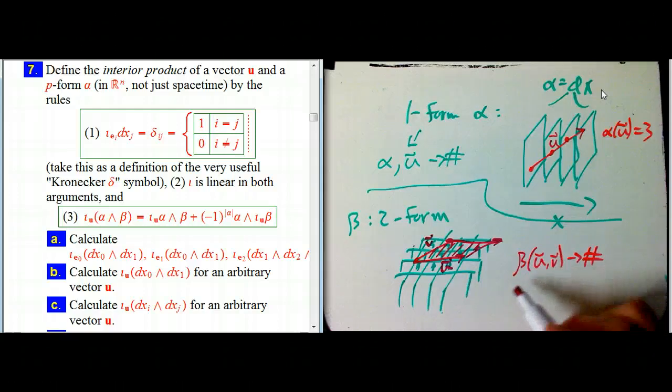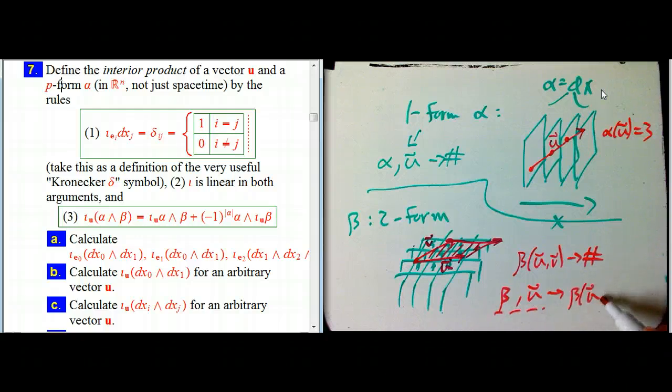So what if we only had beta, a 2-form, and u? What would we get? Well, we'd get something that's kind of beta of u and an open slot. And so this would be a machine that would beg to have one more vector put in, the v, and then that would create a number. So in other words, what we've created here essentially is a one-form, something whose job is to take one vector and produce a number.